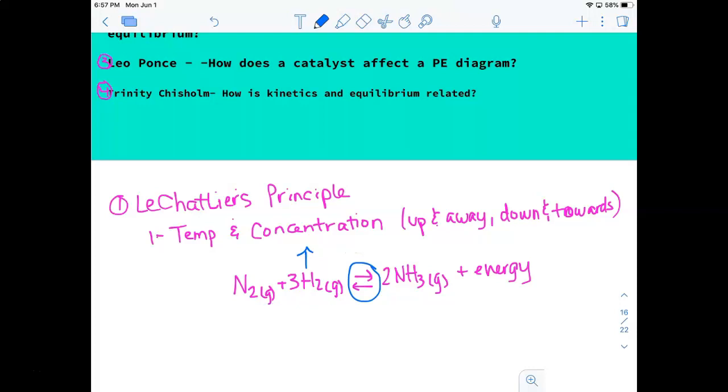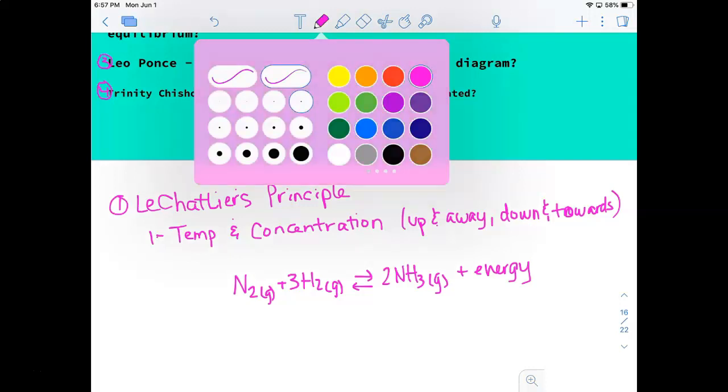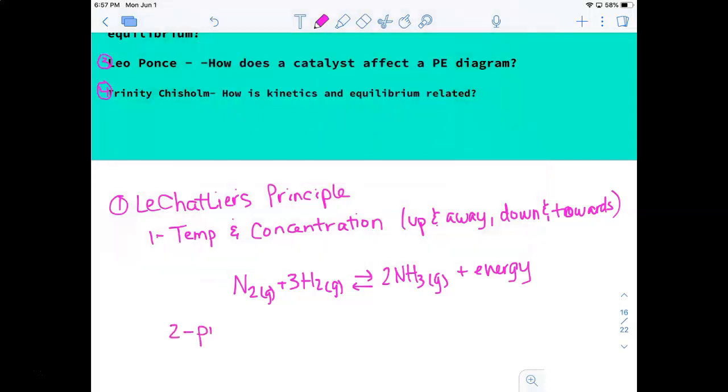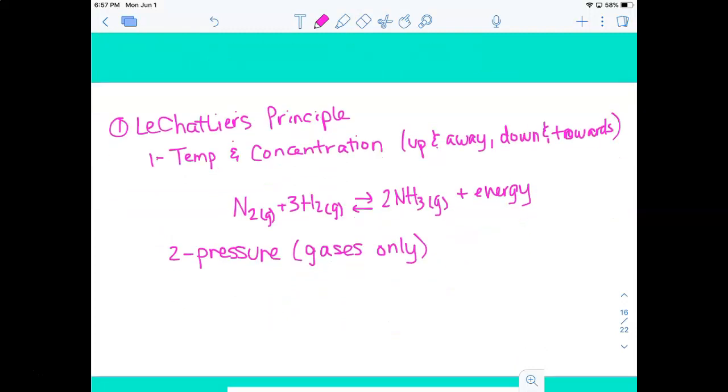Okay. If the substance was going down, you would put a down arrow above it, and then your equilibrium would want to face towards it. So it's the same exact thing, temperature and concentration. Pressure is where things get a little funny because you need to pay attention to what phase the reactants and products are. Pressure only affects gases. So if you see anything in the reaction that's a liquid or a solid or aqueous even, you want to totally ignore it.